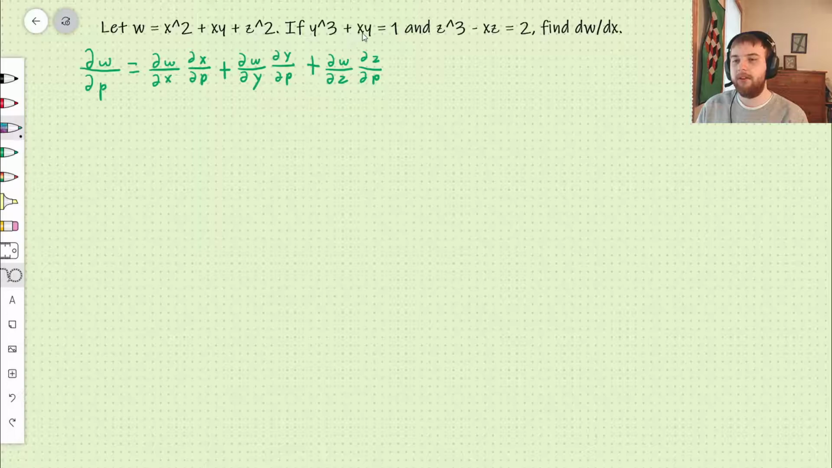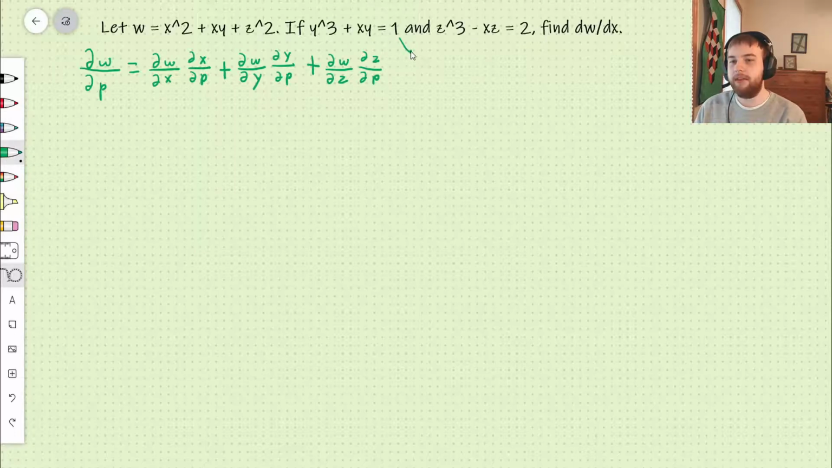One thing that's important to note is that y is completely a function of x, because there's only y's and x's here, and the same for z. z is only a function of x. There's no y's in this formula, and there's no z's in this formula. Now, we can solve them.